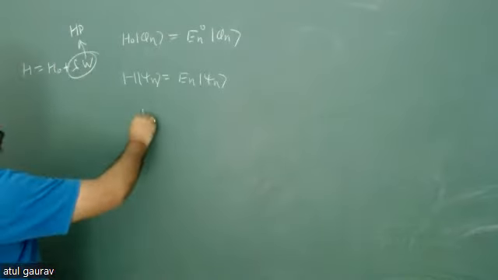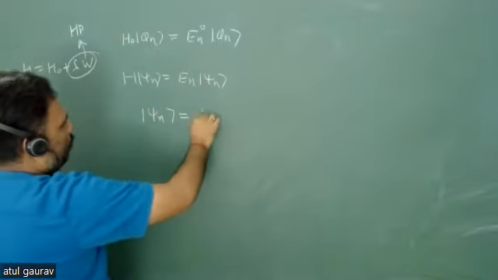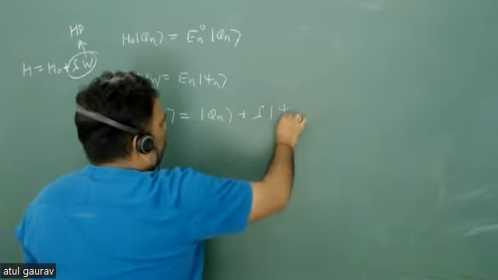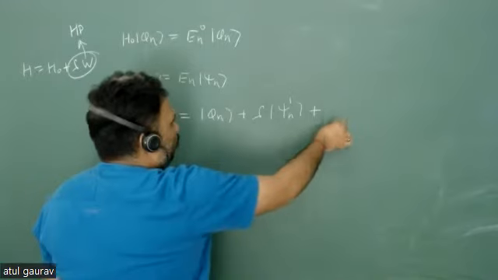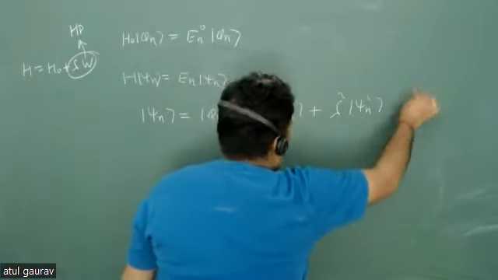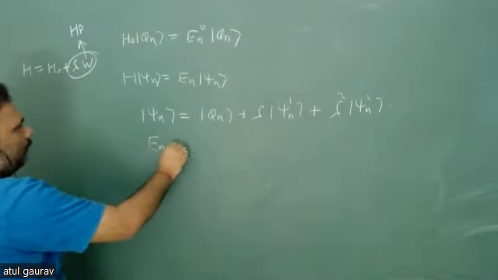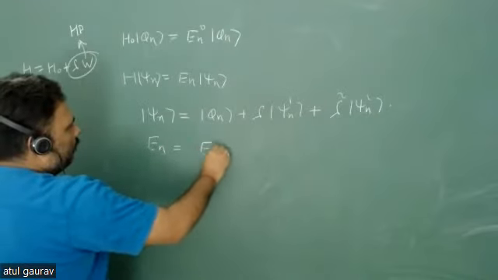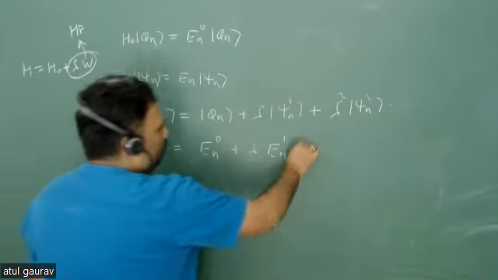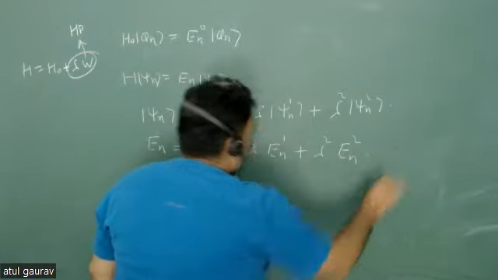What can we choose? We can choose a solution psi n is equal to phi n plus lambda psi n1 plus lambda square psi n2 and so on. Similarly, we can choose En is equal to En0 plus lambda En1 plus lambda square En2 and so on.